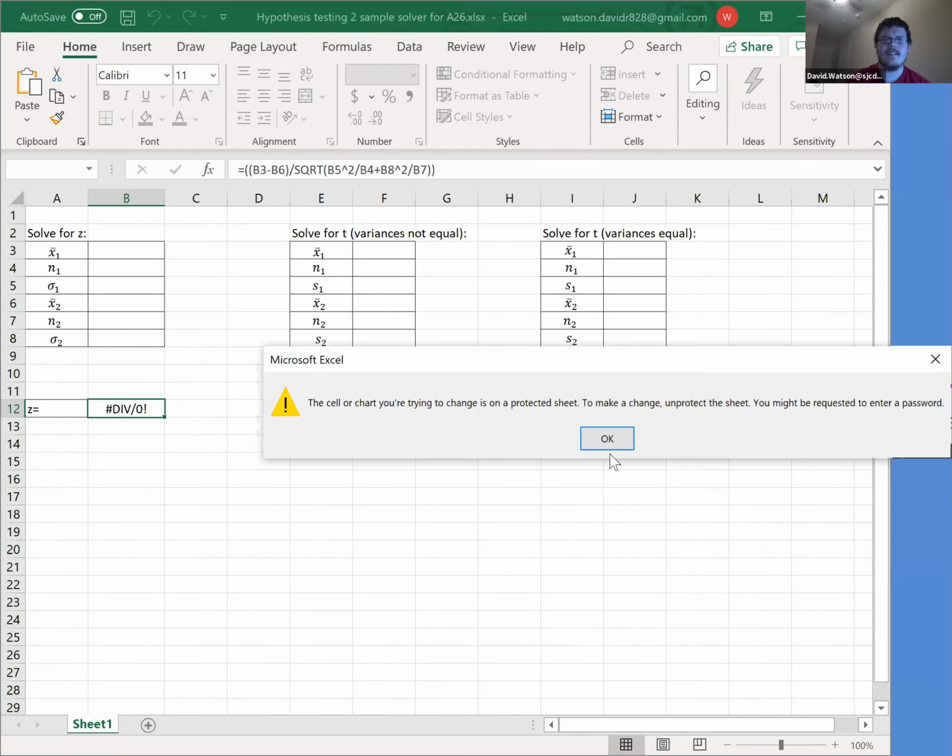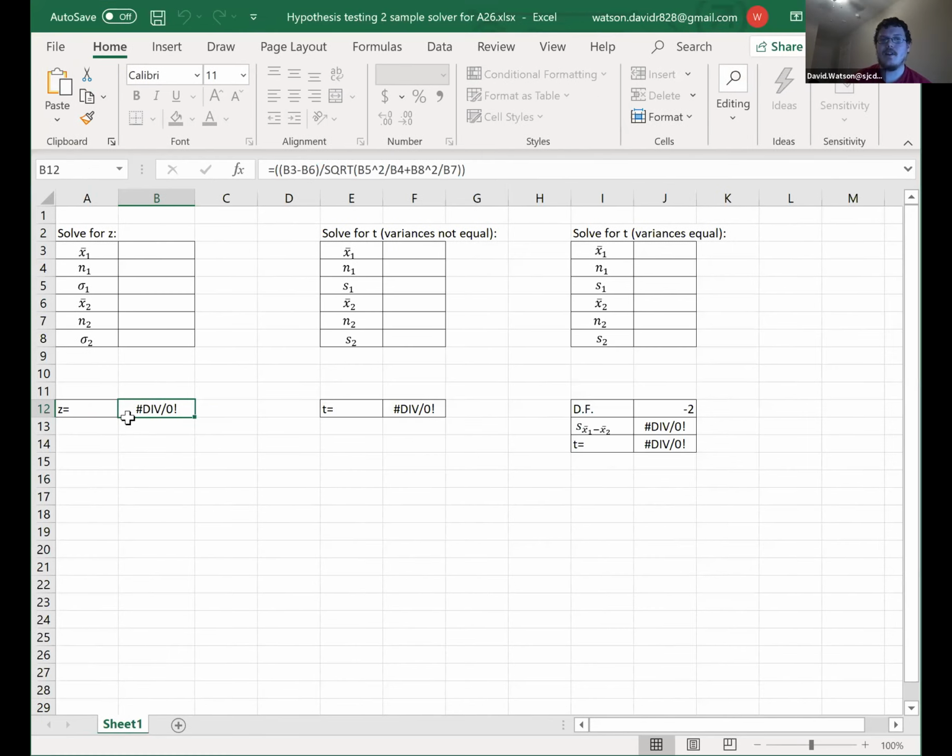If you notice, Excel doesn't even let me change this cell right here. That's because I'm going to give all of you this Excel sheet so that you can just type in the values that you have. It'll tell you what Z or T is depending on the situation. You do have to know which one to plug it into. So we have to know that we're trying to get Z. And you do have to know what to do with Z after that. But this takes care of the rest.